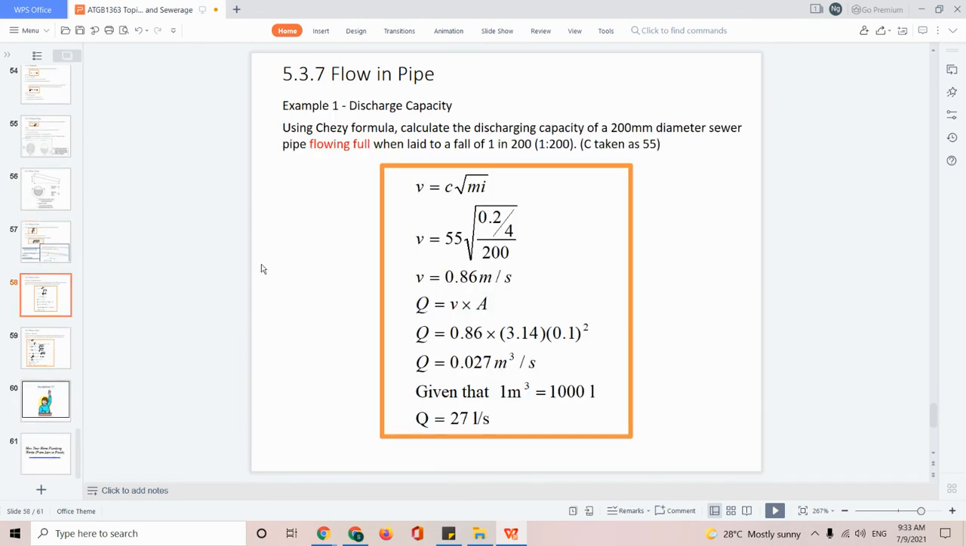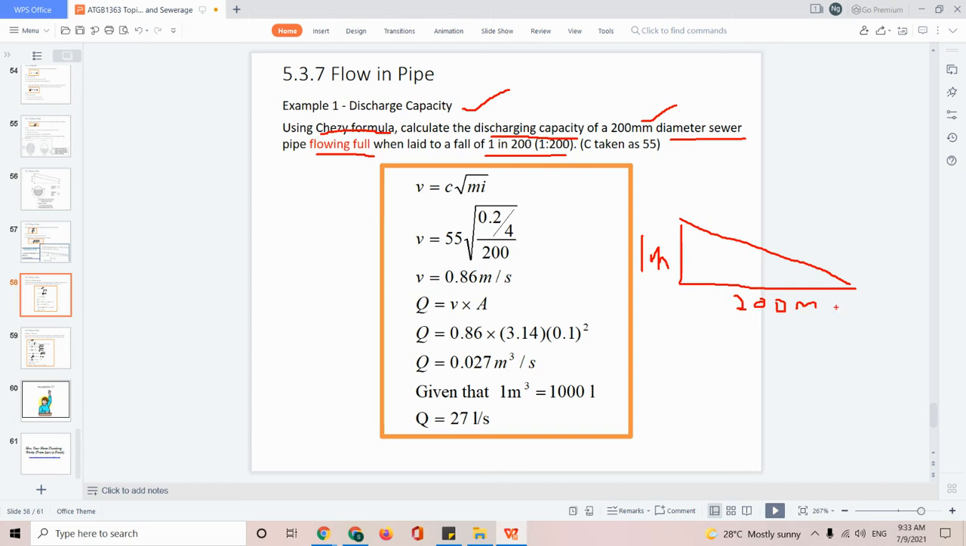Okay, so we've got 2 examples here. Example 1 is to find out the discharge capacity using Chezy's formula. We have a pipe of 200 mm diameter, flowing full, so it's a full bore, and it's given that this is laid at a gradient of 1 to 200, meaning here this is a 1 meter fall after 200 meters, a 1 to 200 ratio.